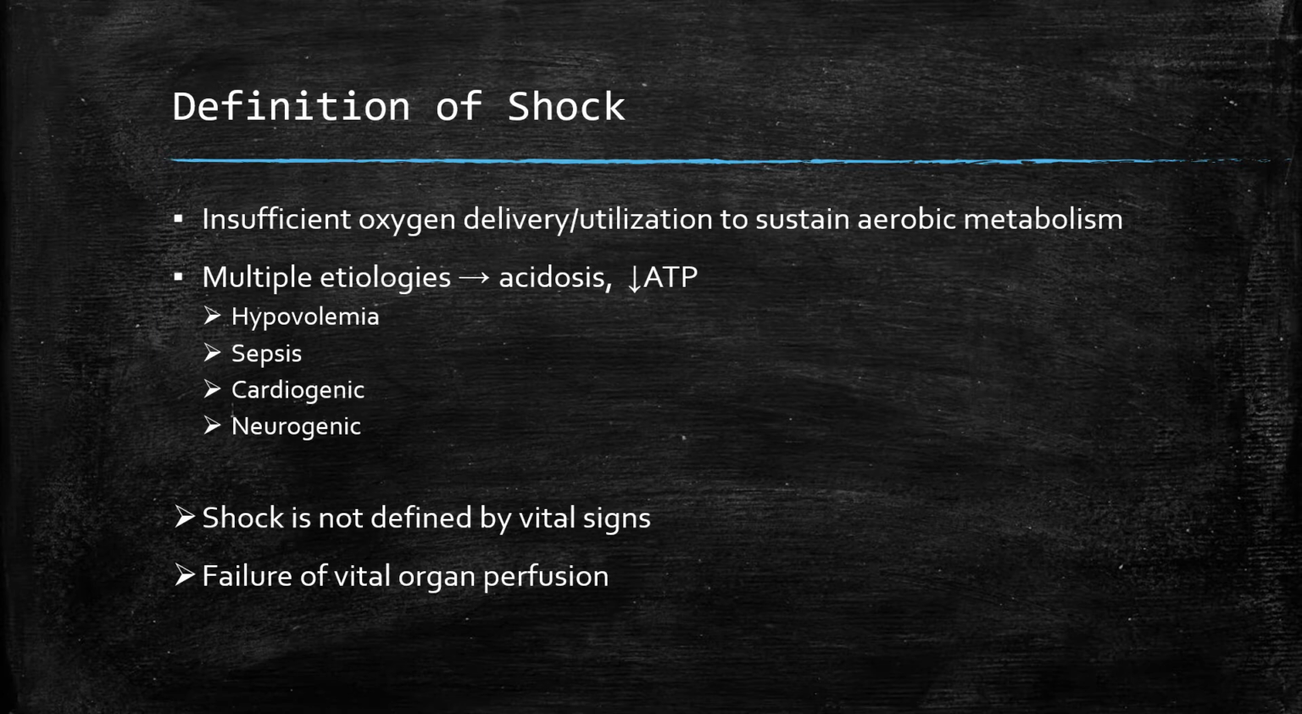What all these different etiologies have in common is their final common pathway leads to the development of acidosis and decreased ATP production. Importantly, shock is not defined by a vital sign like blood pressure. Perhaps shock can be best thought of as a failure of vital organ perfusion.